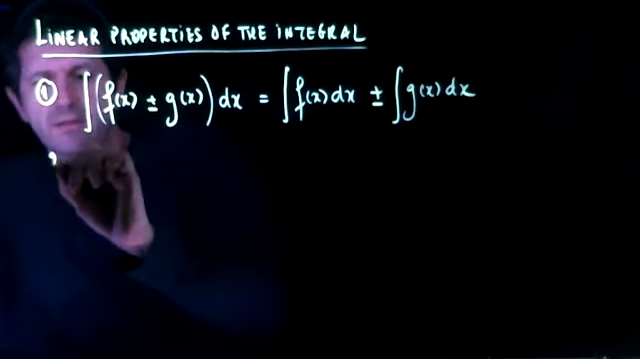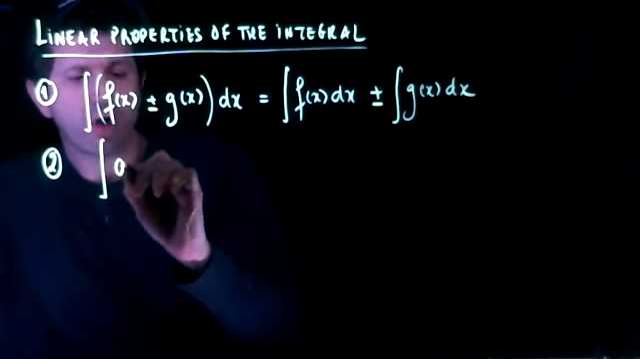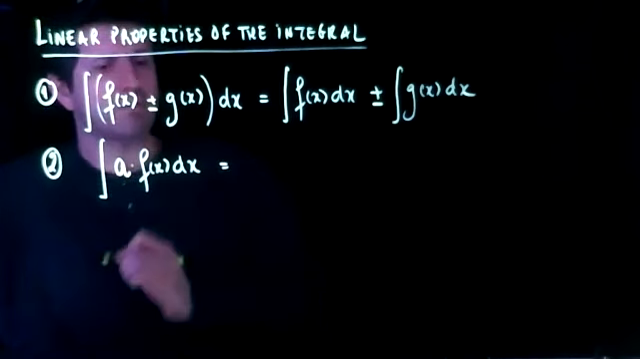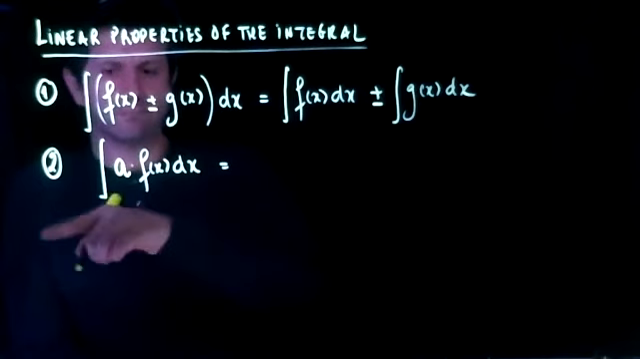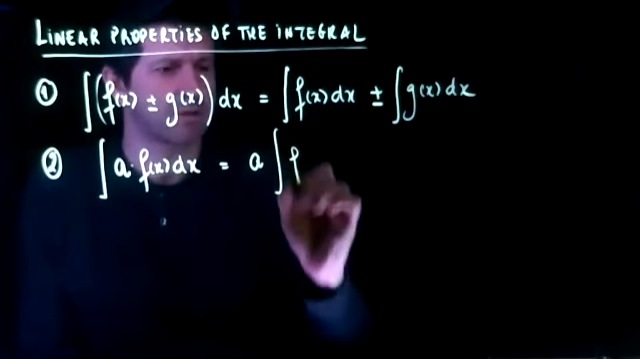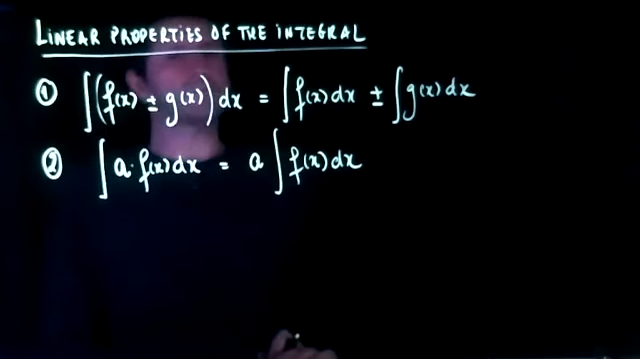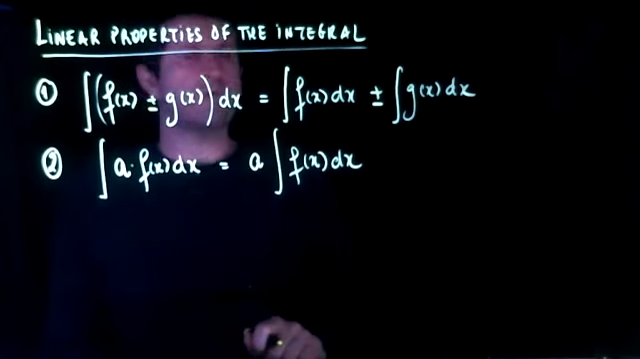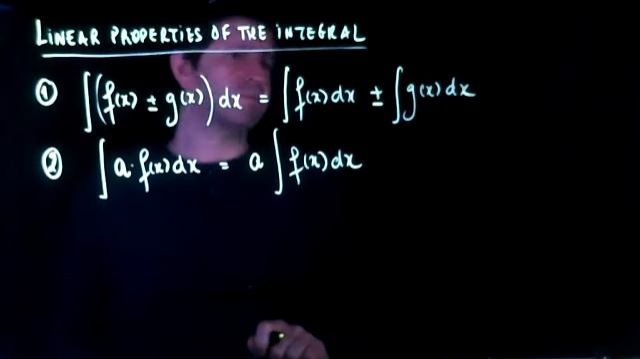And second is the antiderivative of, let's say, a constant times a function. What can I do? Take the constant out. So it's a times the antiderivative, just like in derivatives. These are the linear properties of the integral.